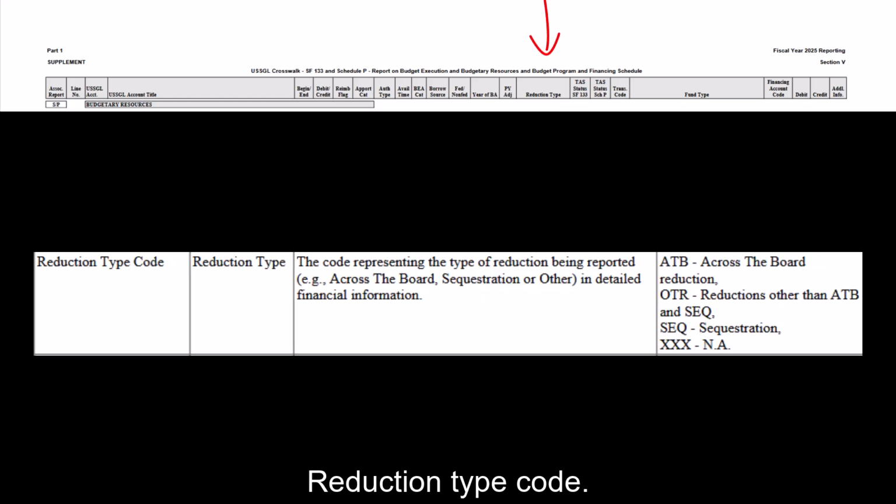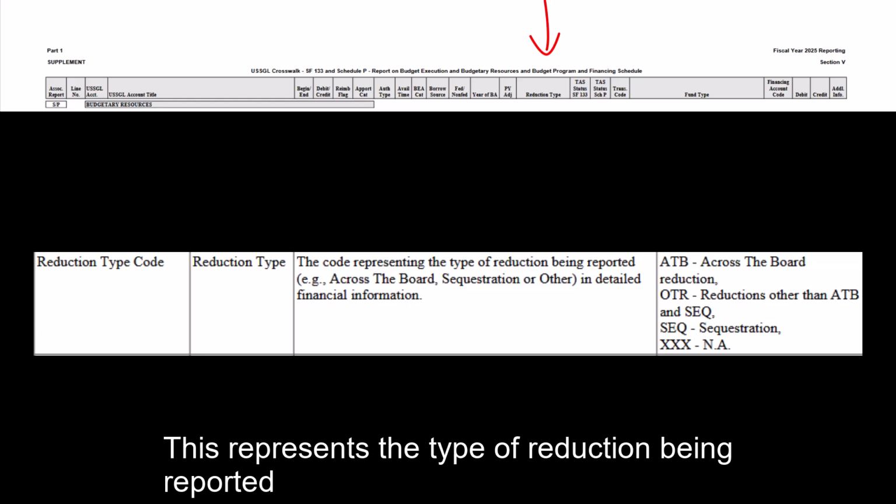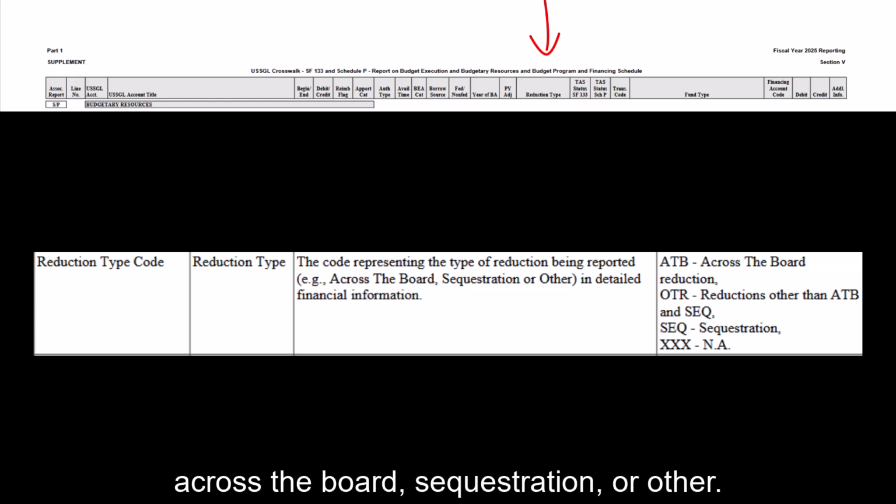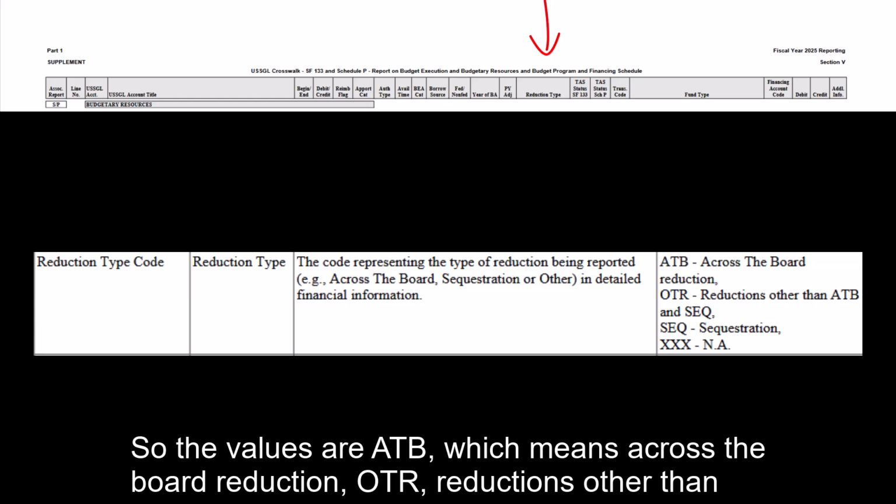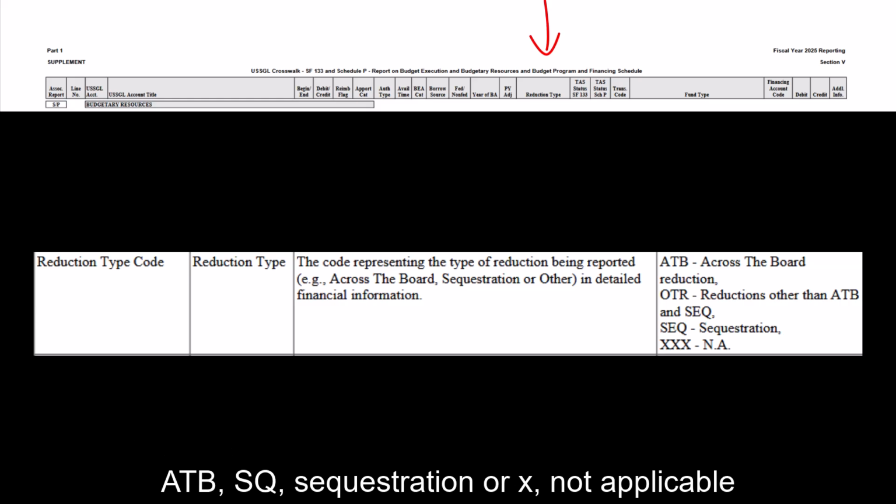Reduction type code. This represents the type of reduction being reported: across the board, sequestration, or other. So the values are ATB, which means across the board reduction, OTR, reductions other than ATB, SQ, sequestration, or X, not applicable.